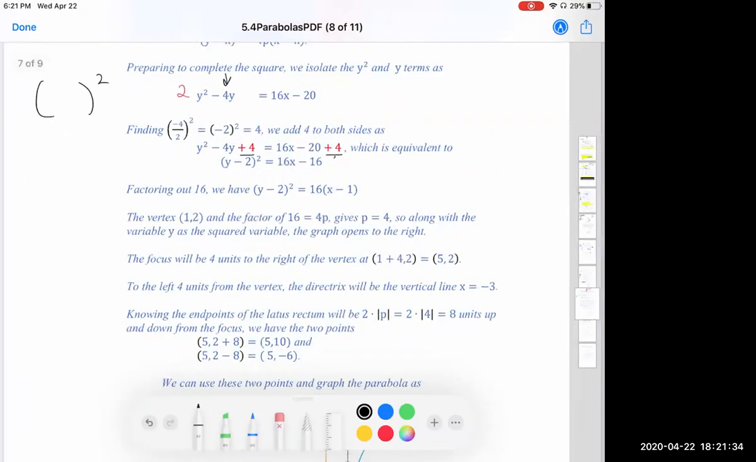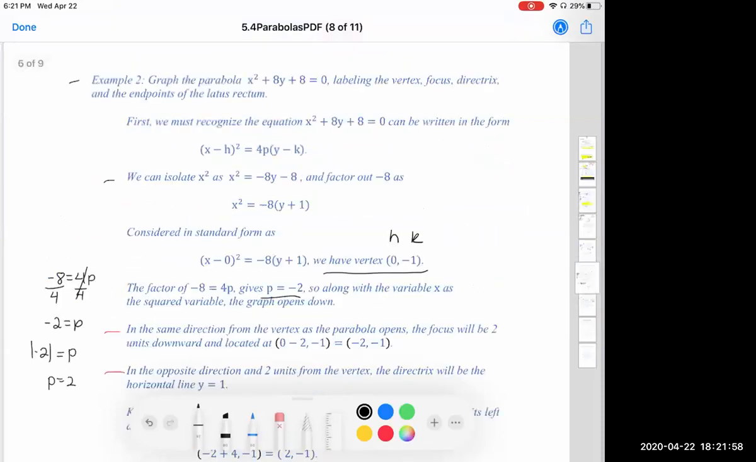Okay, so now we're here. We're almost there. Now we have some important pieces that we can work with. So I know my parabola opens, my options are left and right because my y is squared. But because we see that my p is positive, I know it's going to open to the right.